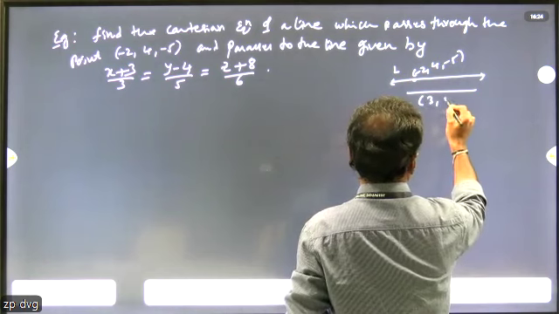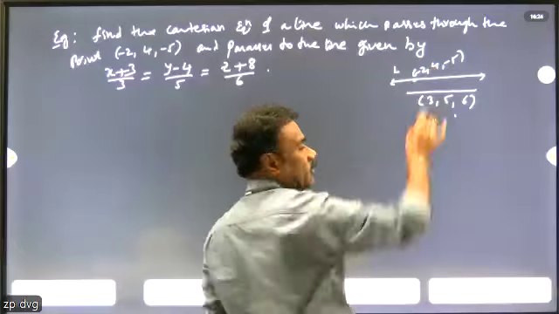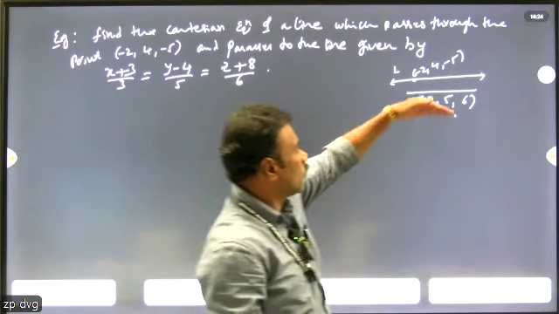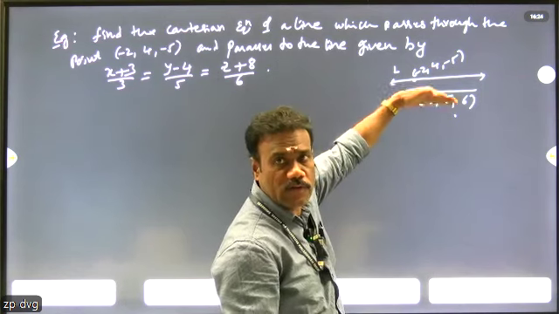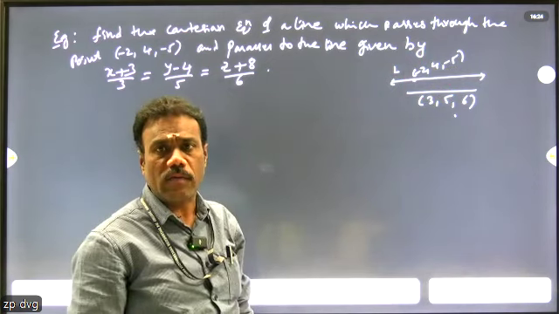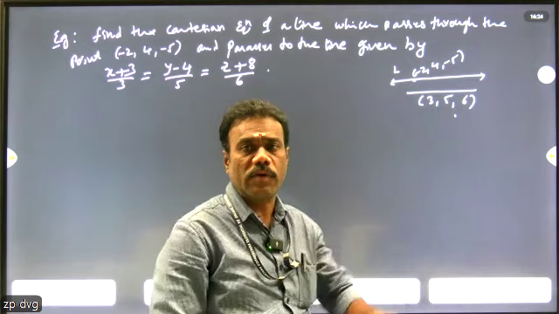The direction ratios are 3, 5 and 6. So these two are parallel lines, so their direction ratios are proportional. If this line's direction ratios are 3, 5, 6, we can take the required line's direction ratios also as 3, 5, 6.